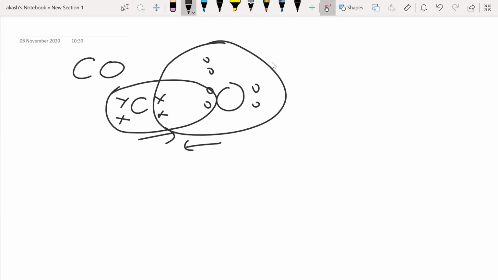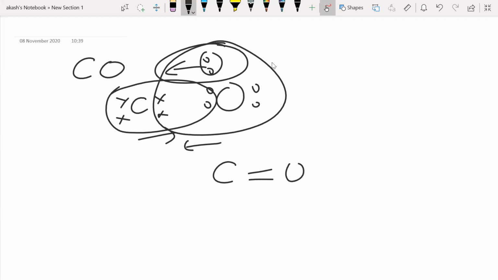This lone pair, which I have here, is going to get donated to this carbon, right? So making sure that it is going to have 8 valence electrons. And this particular scenario which we have here is what is called a coordinate bond. And how do we represent it? It's very simple. I have 2 normal covalent bonds, and there is going to be a coordinate bond.